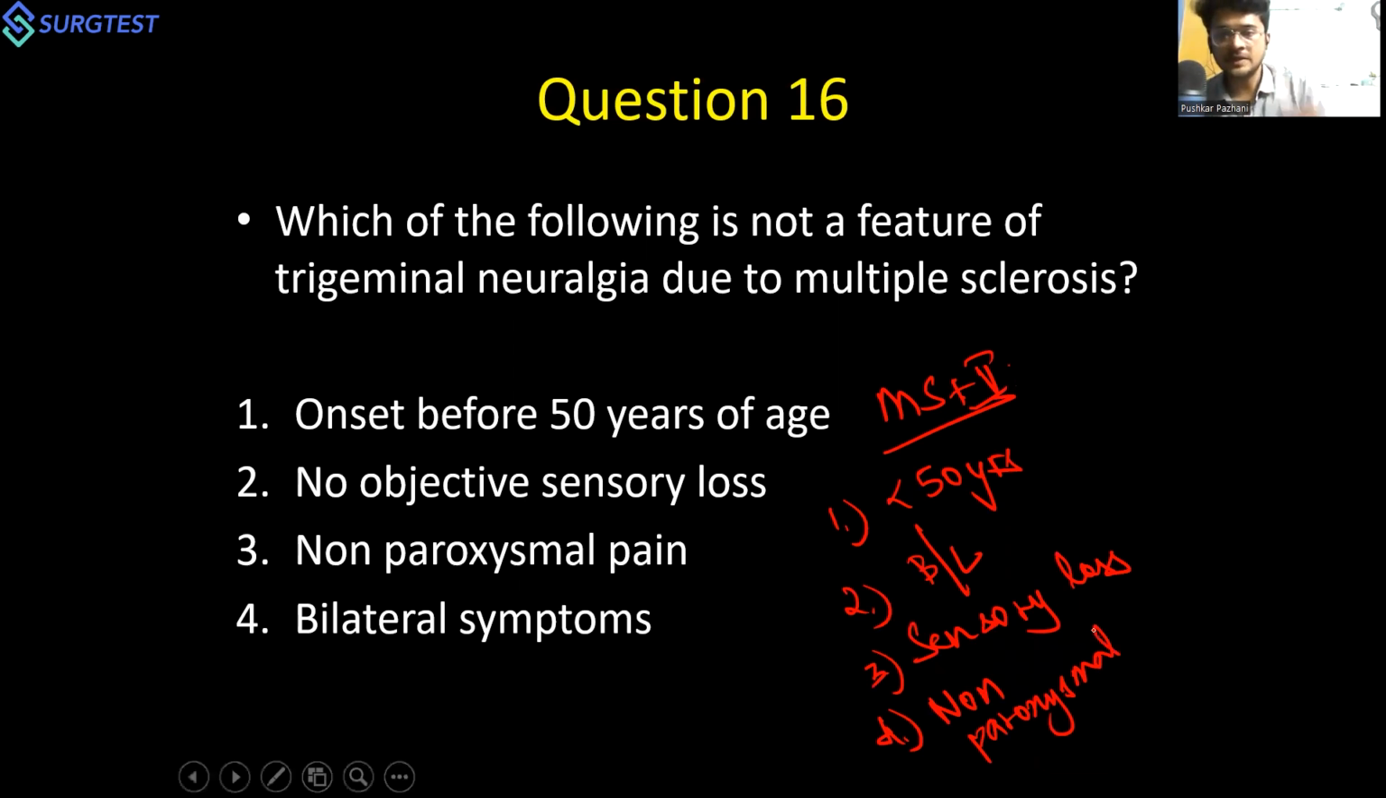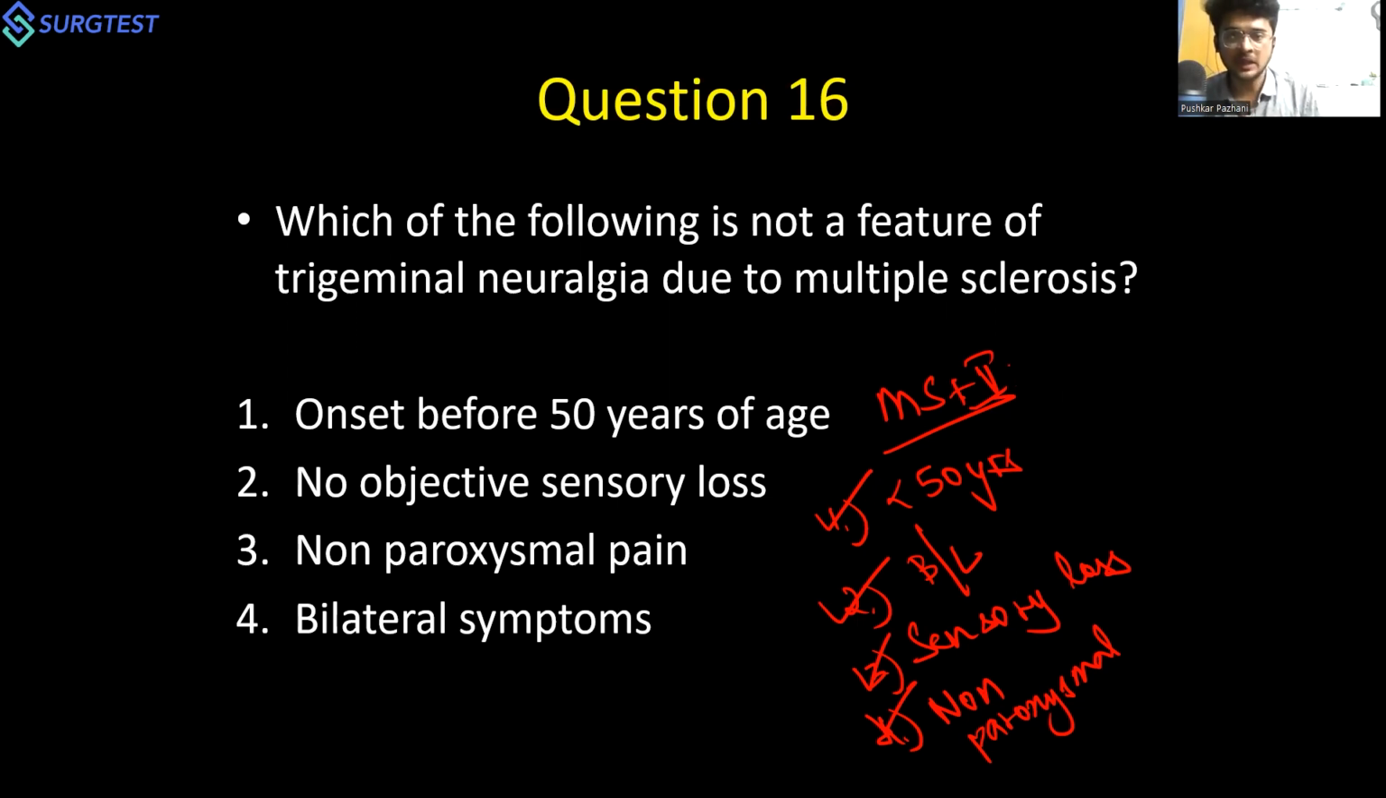So these are the features of a trigeminal neuralgia because of a demyelinating illness: younger age of onset, bilateral symptoms, presence of objective sensory loss and non-paroxysmal symptoms. So just invert this, and the opposite of this will be the features of a primary trigeminal neuralgia.